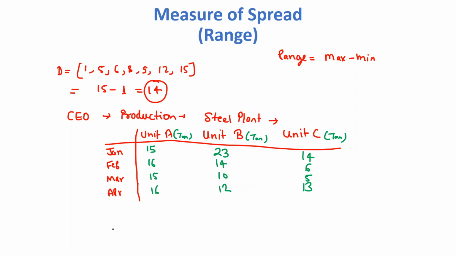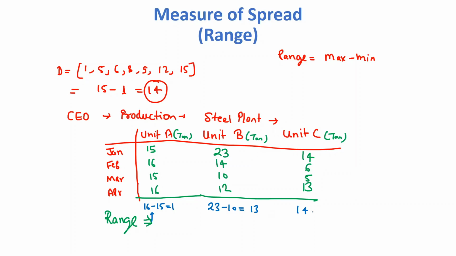So how will you use the range to solve this problem? As I told you, we use range to know the difference between the maximum value and the minimum value. If we want to know the range for these 3 units, what would it be? For unit A, 16 minus 15 is 1. For unit B, 23 minus 10 is 13. And for unit C, 14 minus 5 is 9.